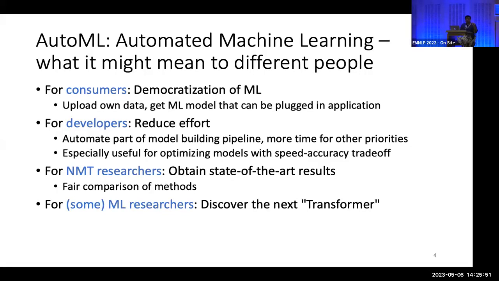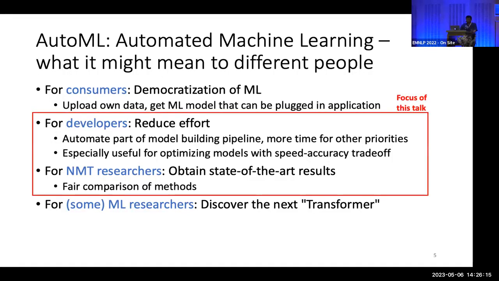Okay. And then finally, AutoML for some machine learning researchers means something like a holy grail. Right? They want to discover the next transformer architecture. Right? It's kind of interesting that we had these RNNs and then transformers, and then nothing came afterwards, really, right? So there are some ML researchers out there who are really trying, using automated machine learning methods to find the newest, fanciest architecture.